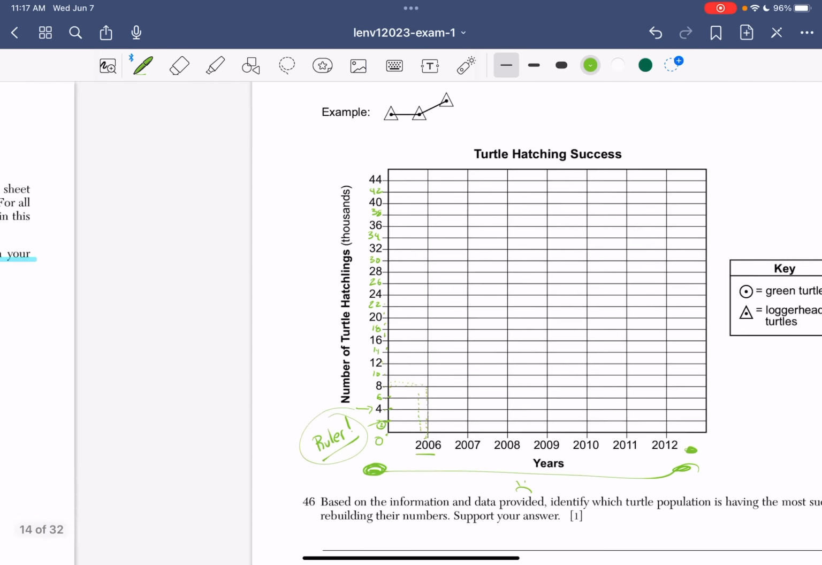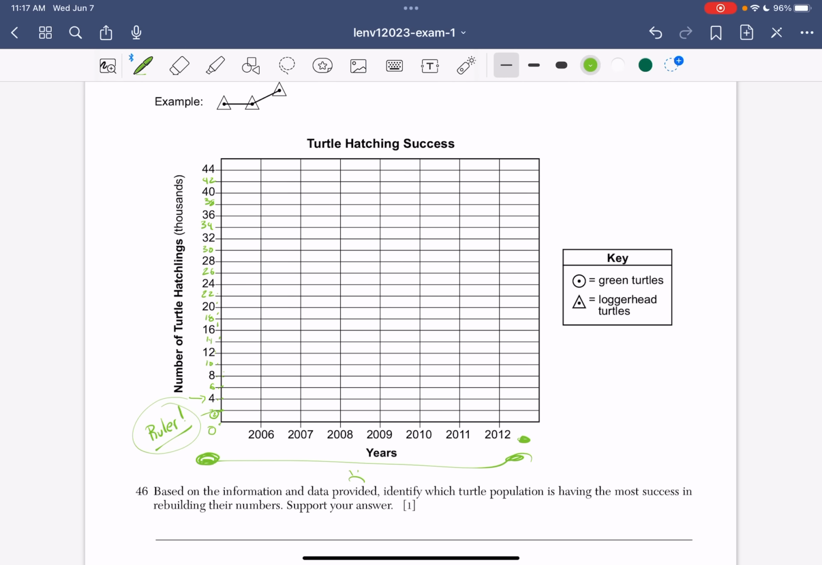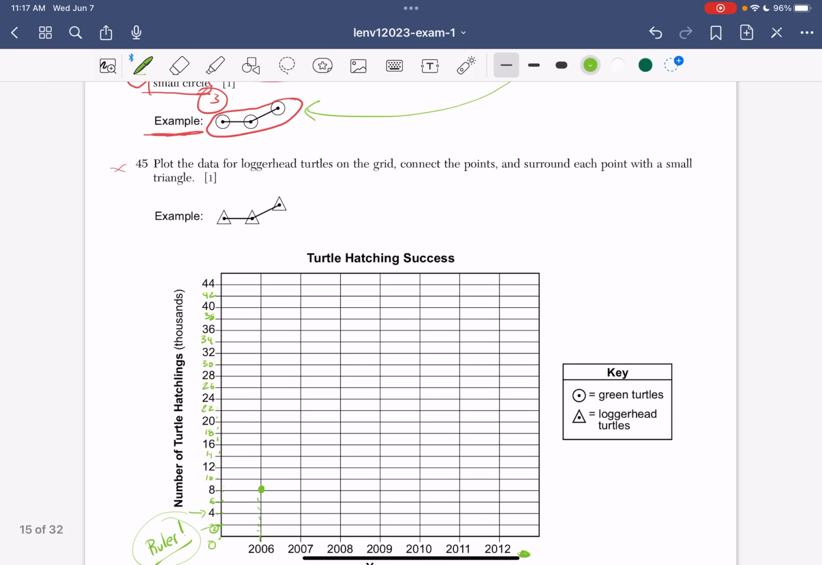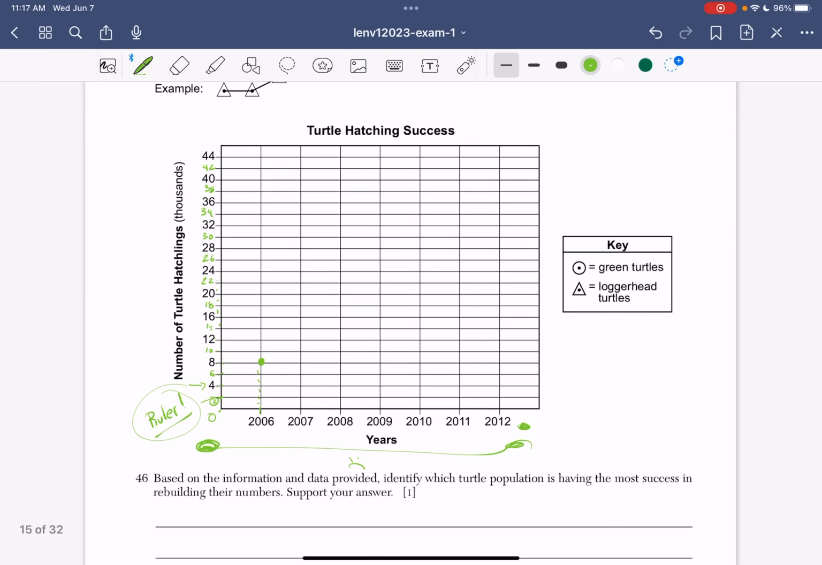Okay, all right, let's finally get started. Okay, 2006 is 8. 2006, let me just erase this, is 8. Now remember, they want you to make that circle. Okay, so I'm going to make that circle, no problem.